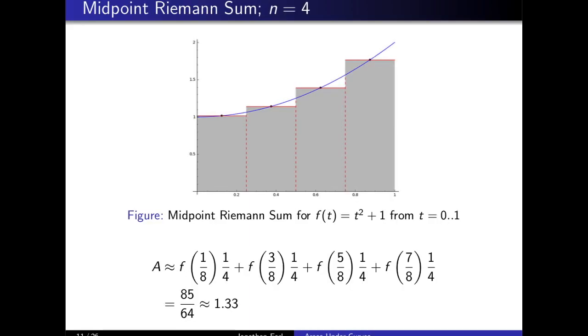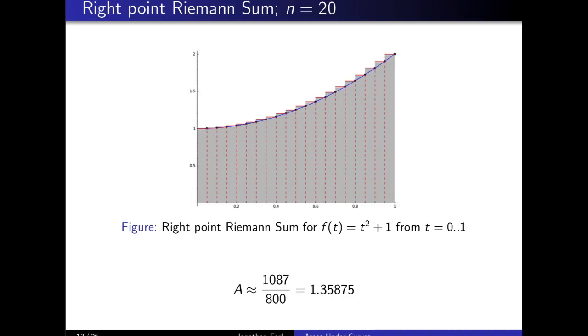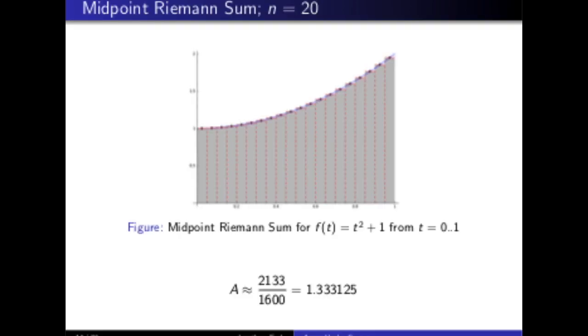The other standard way of doing it is midpoints. We'd evaluate f of 1/8, f of 3/8, 5/8, and 7/8, add up the areas of these 4 rectangles, and get 85/64, so about 1.33. And then we could keep going if we wanted. We could take 20 rectangles here. If we do that, our left point approximation gives us an area of about 1.31. The right point approximation gives us an area of about 1.36. And the midpoint gives us about 1.333.